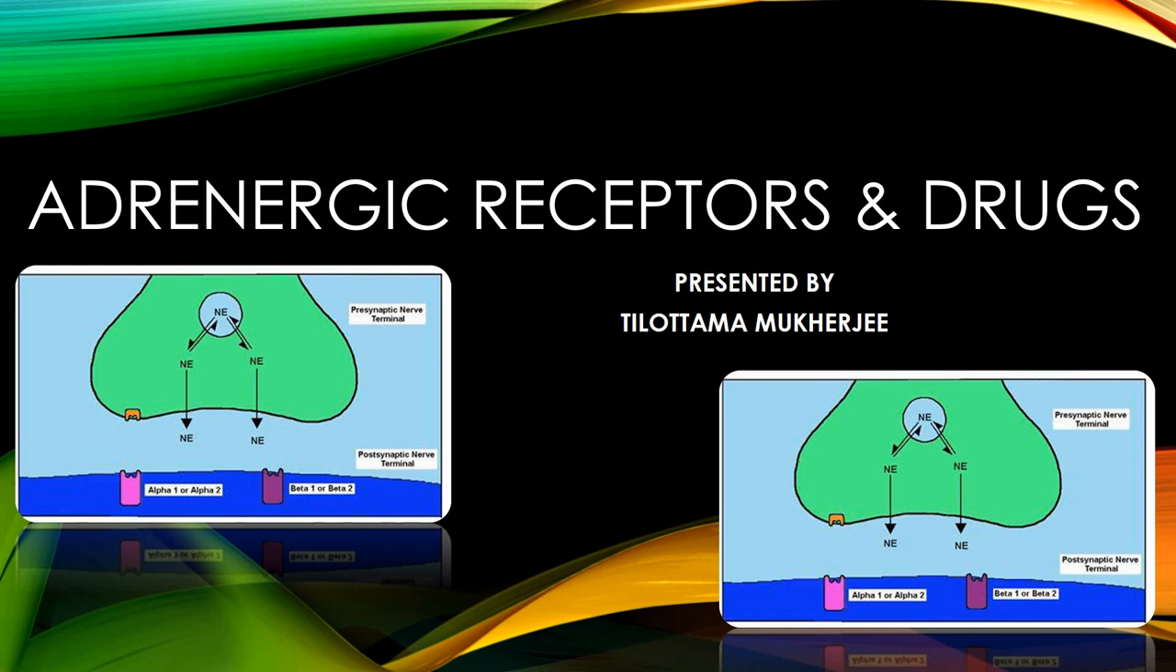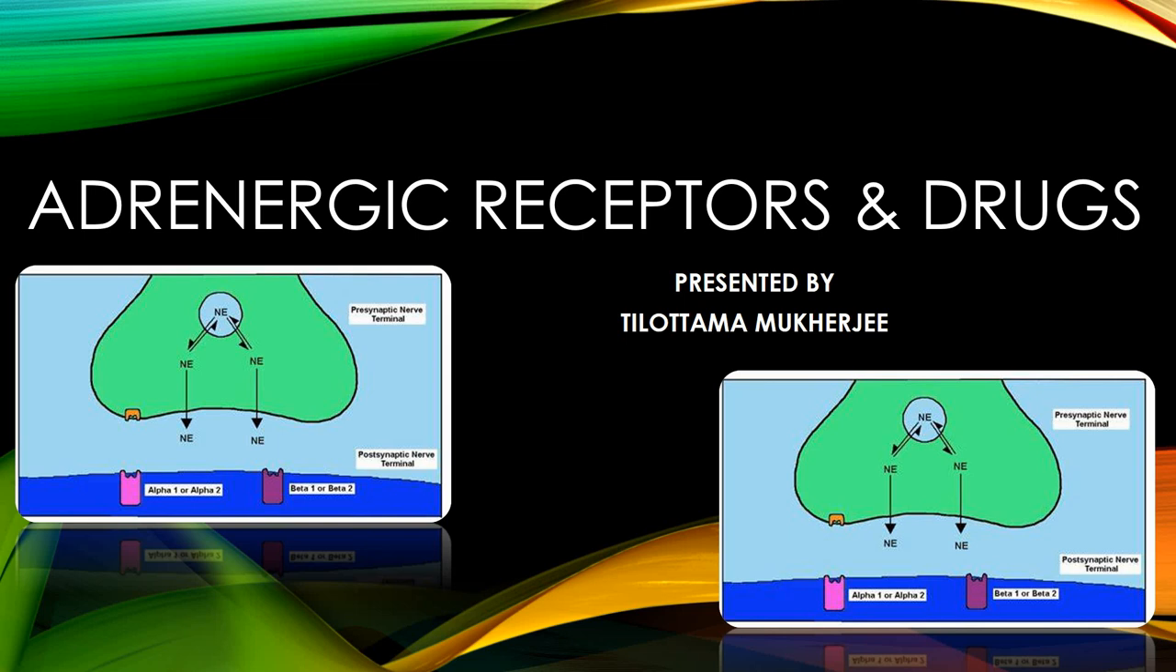So let's quickly recall the previous class. In the previous class, we discussed cholinergic receptors, that is muscarinic and nicotinic, and their various subtypes, that is M1, M2, M3, M4 and M5. Nicotinic is NM and NN, and the various agonists and antagonists of each of the receptors.